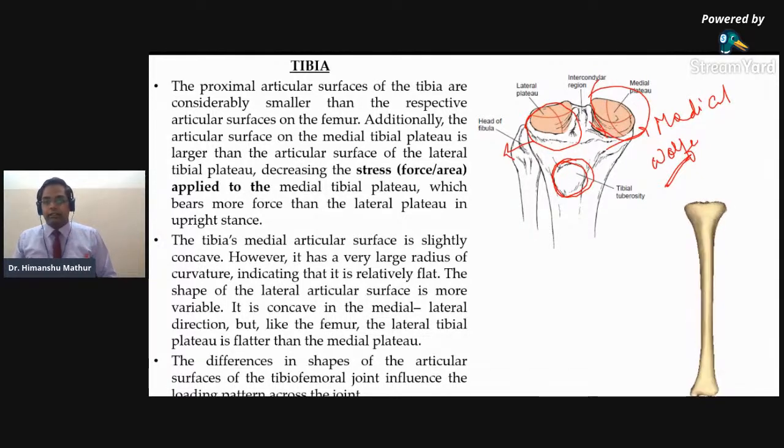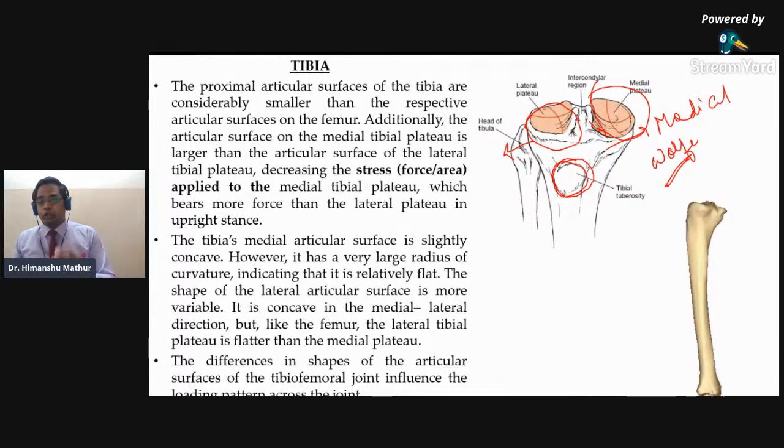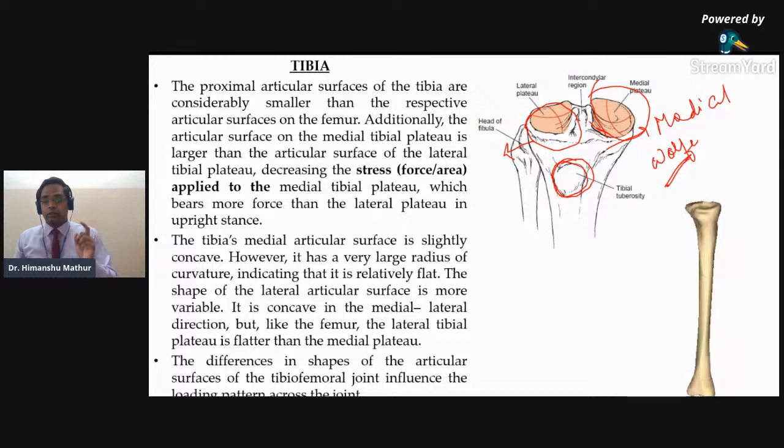It is correct. So Wolff's law suggests that the growth of the bone would choose a direction in which the force is laid upon. Bones will adapt to the stress placed on them. Correct. All those people who are writing, they are correct. Very good. I am pretty happy that you people know what Wolff's law is.